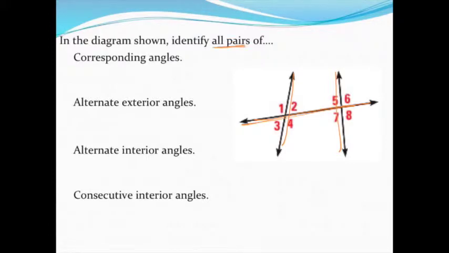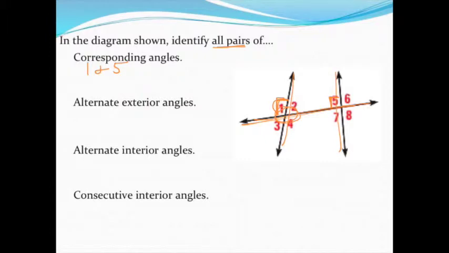So let's start with corresponding angles. Remember, those were angles in the same position, so I'm just going to go in order and start with angle 1. If I think of angle 1 as being in the upper left section of these angles right here, I'll match it up to the upper left section right there, so I can see that 1 and 5 are examples of corresponding angles.